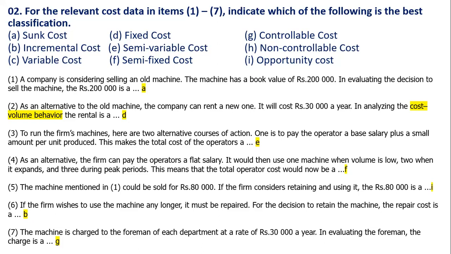So that's how the controllable and non-controllable cost behave. So therefore the key thing is that it is something to do with the authority.